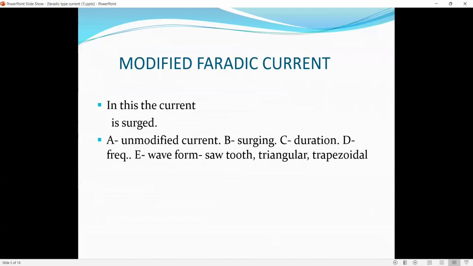Modified Faradic current. What is modified Faradic current? In this current, the following are modified from the unmodified current: A, constant; B, surging; C, duration; D, frequency; E, waveform: sawtooth, triangular and trapezoid.